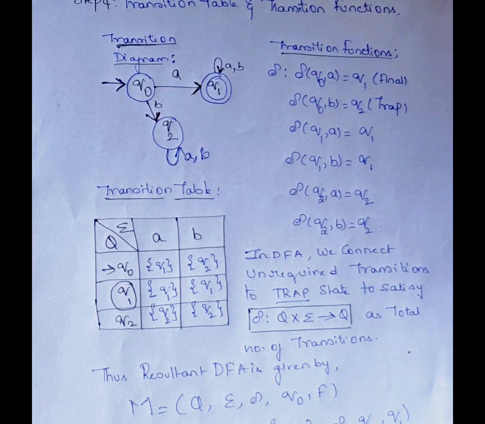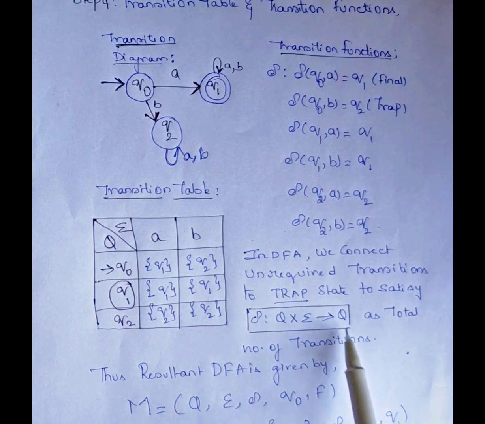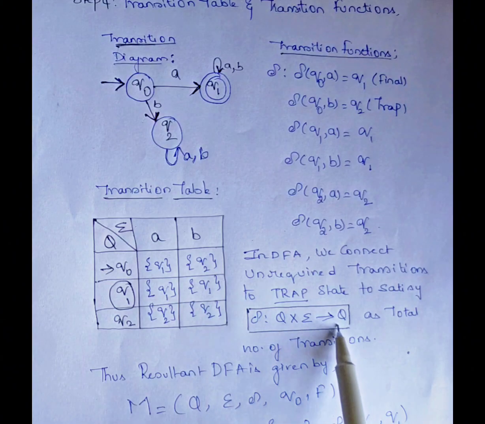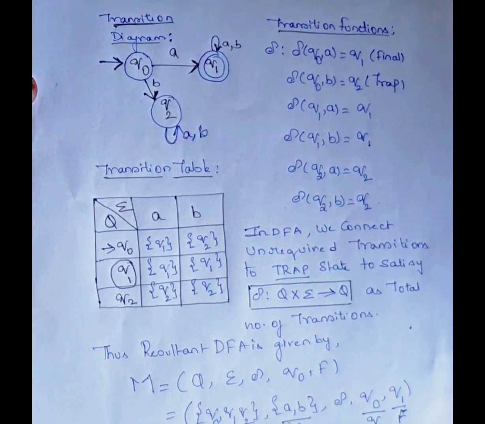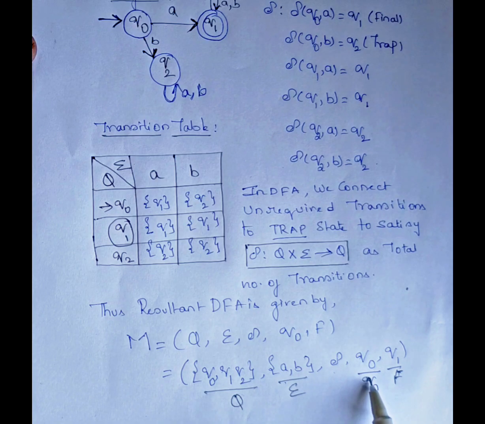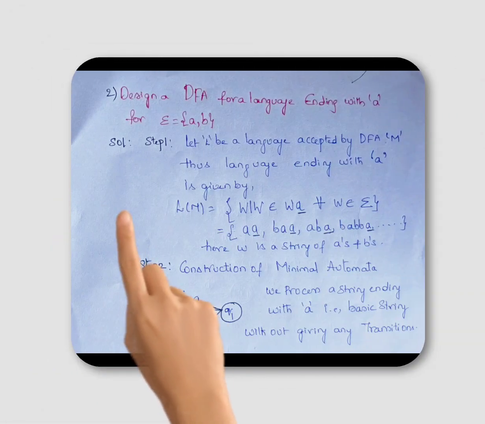Thus, in the DFA, we observe that for every state on each symbol, we make a new state transition. So for 3 states on 2 input symbols, we'll have a total of 6 transitions. The resultant DFA is given by the five-tuple, which is Q, Sigma, delta, Q0, F. The five-tuple here is the set of states Q0, Q1, Q2, input alphabet A, B, initial state Q0, and the final state F.